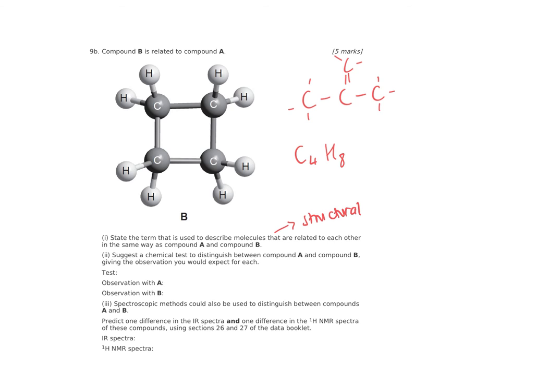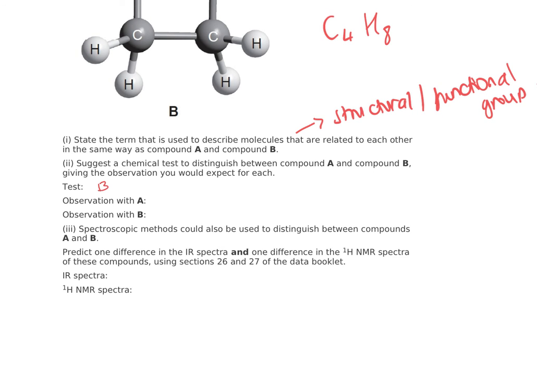So structural or functional group isomer. So suggest a chemical test between A and B. So B has that double bond in it. So the test is going to be bromine water. And with A, it's going to go orange to colourless. The observation with B is it remains orange, or it stays the same colour. Don't just put orange. You could put yellow or brown. They allowed yellow or brown for that as well, or for both of those.